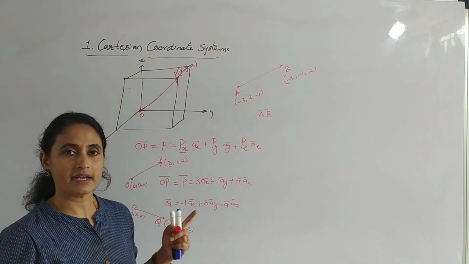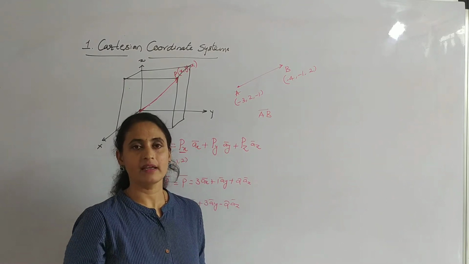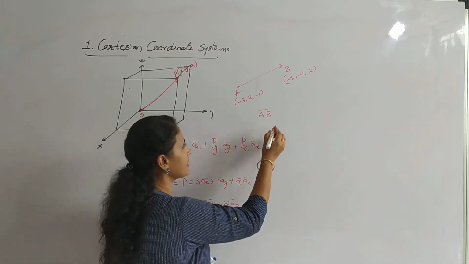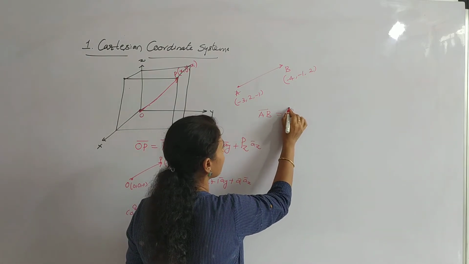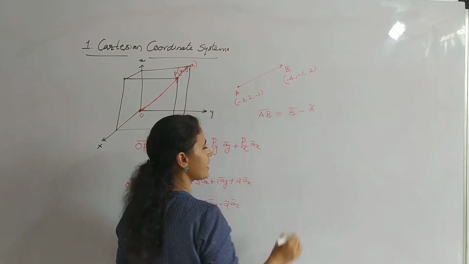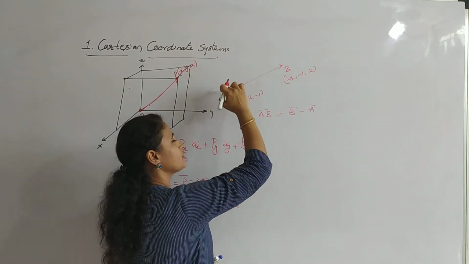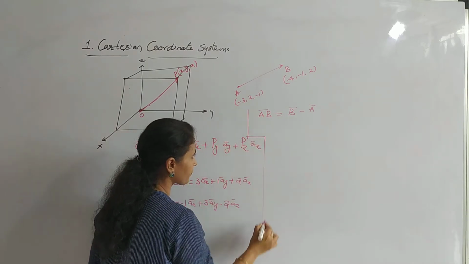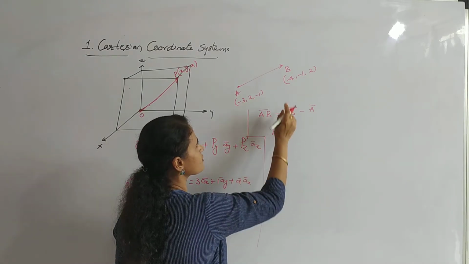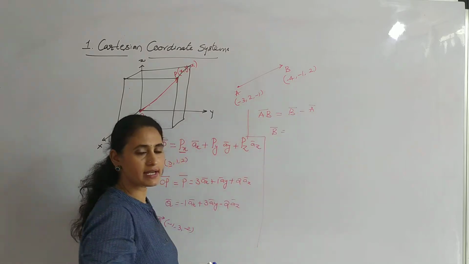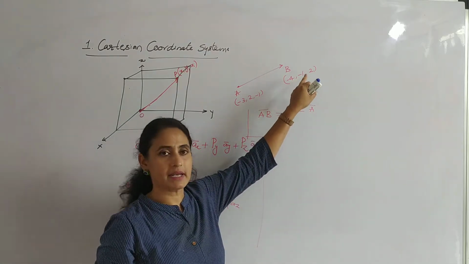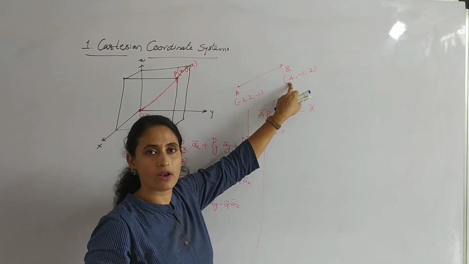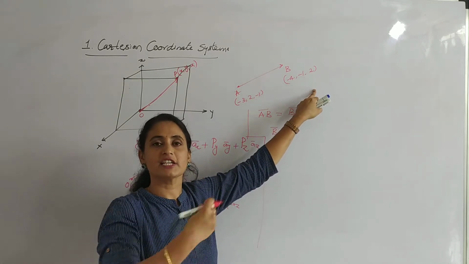The vector distance between A and B is known as the distance vector, and it is written as the vector B bar minus the vector A bar, from B to the point A. So what is the vector B bar? The B bar has the coordinates -4, -1 and 2. These are the distances along x, y and z with respect to the origin.